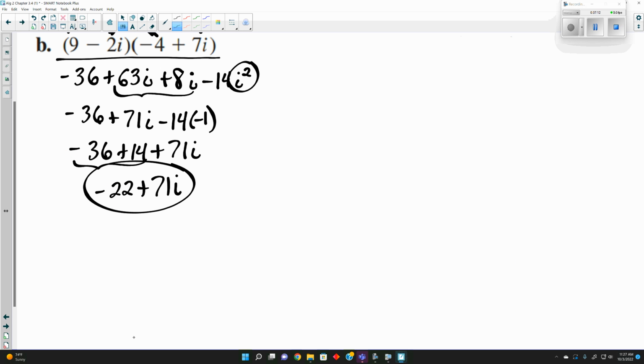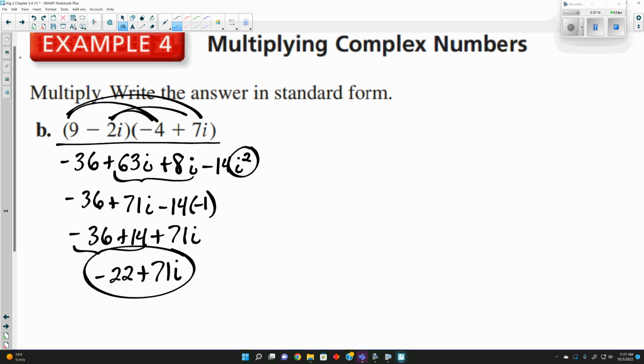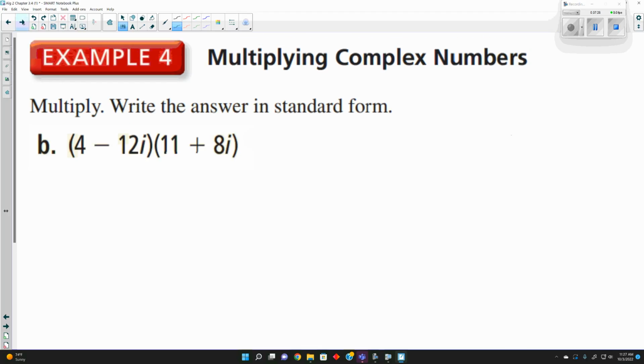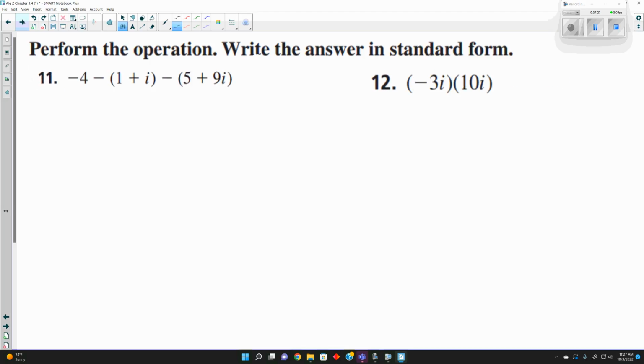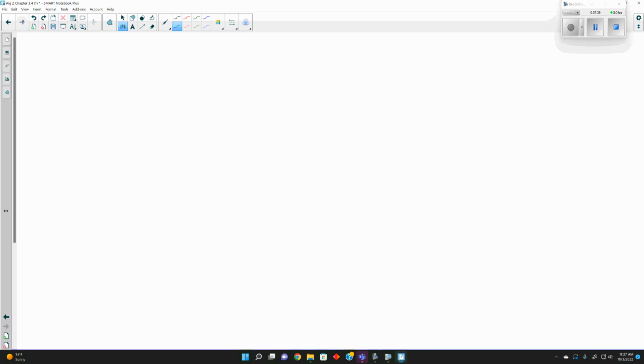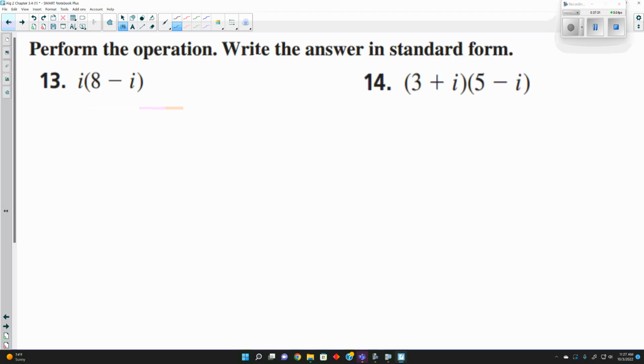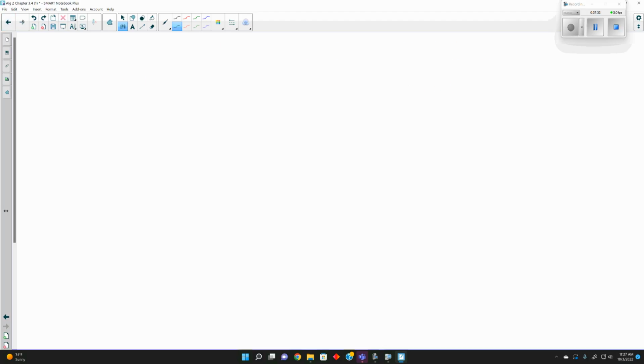So multiplication, doing this here is almost the same as if i was a variable, i was x. The only stipulation is that i cannot have a power greater than 1. So we have to simplify. Otherwise, it's the exact same as if i was a variable. Questions on this here?